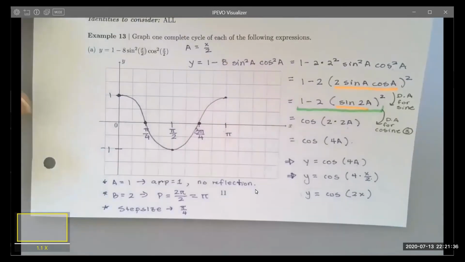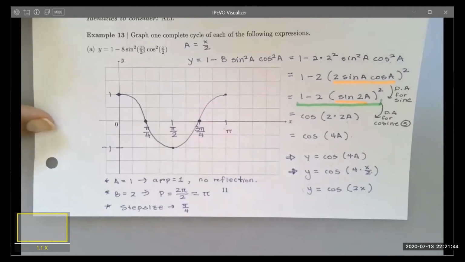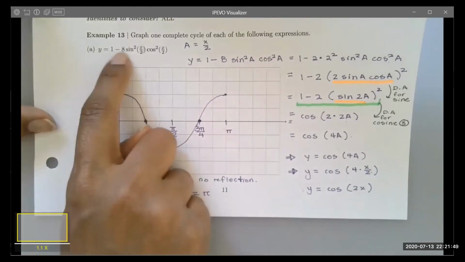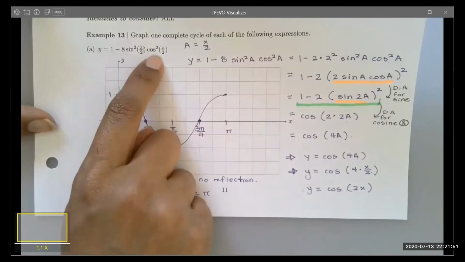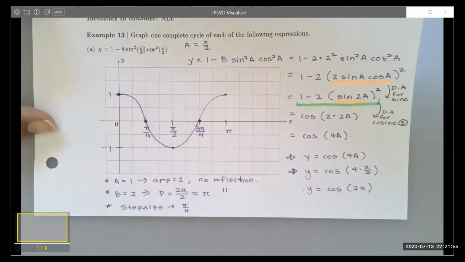Now from there, you just apply the usual rules that we know for graphing from our set of lecture notes, week, I believe it's 8 and 9, or 9 and 10. But I also want to show you on Desmos how this graph is the same as the one that we get for 1 minus 8 sine squared cosine squared of half the angle. So let me just bring up Desmos really quick.